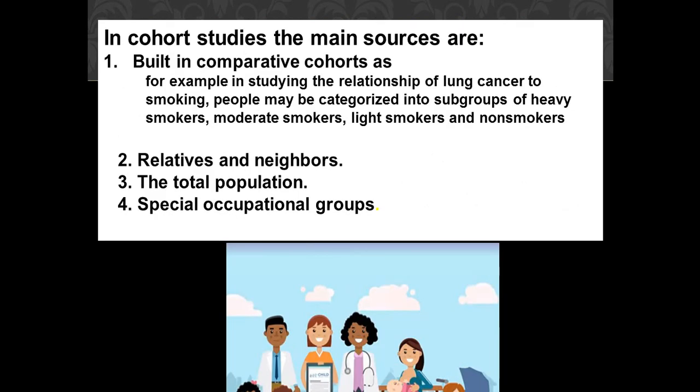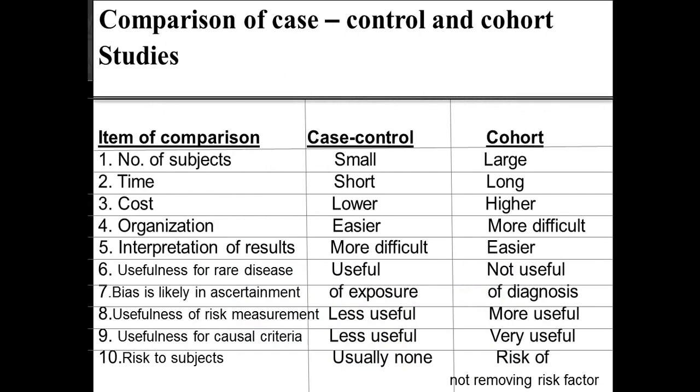In a cohort study, the main sources are built-in comparative cohorts, as for example, in studying the relationship of lung cancer to smoking, people may be categorized into subgroups of heavy smoker, moderate smoker, light smoker, and non-smoker. So we have to build the information in comparative cohorts. The main sources of information here are relatives and neighbors, the total population, and special occupational groups.